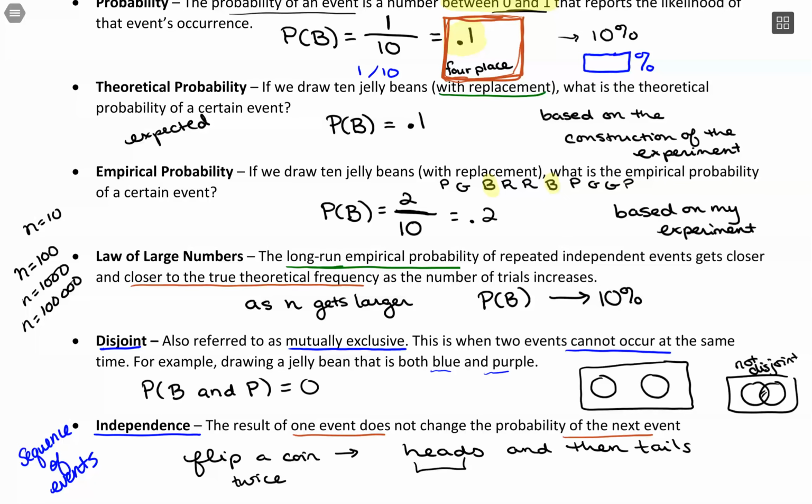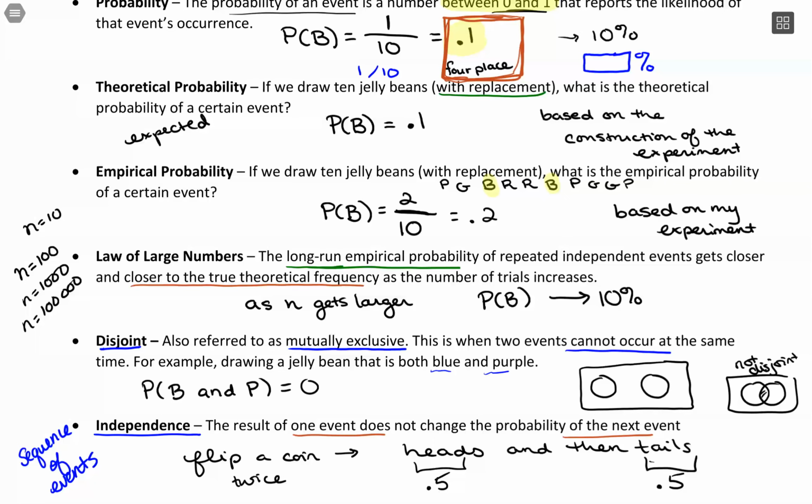So the probability of heads is 50%. When I go to my next event and think about the probability of tails, knowing that I already flipped heads, well, the coin hasn't changed. It's still 50-50. So the probability of tails is still 50%. It doesn't matter that I flipped heads before it. It's still a 50% chance. So that would be independent. The idea is that each time you flip a coin, it doesn't matter what previous results you got. When you flip that coin the next time, it's still 50-50. Same thing with rolling a die.